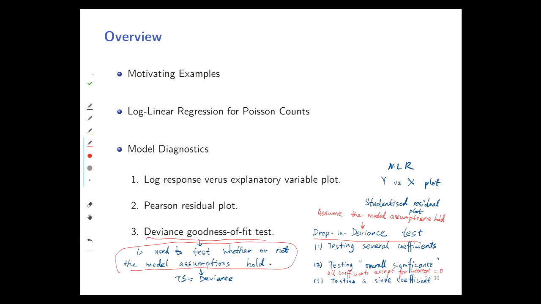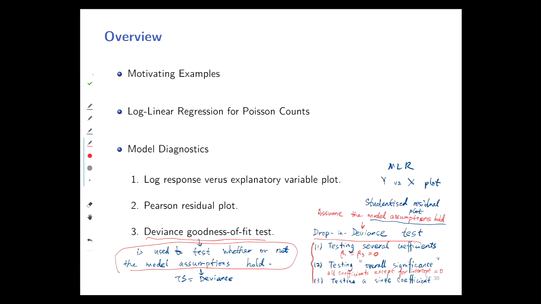So if the assumptions do not hold, you cannot use the dropping deviance test. But if those model assumptions hold, for instance, the deviance goodness of fit test is not rejected, you may consider using the dropping deviance test to test the following three. These three are special cases of the dropping deviance test. The basic dropping deviance test is used to test several coefficients, for instance, beta 1 equals beta 3 equals 0. So it's one situation for the dropping deviance test.